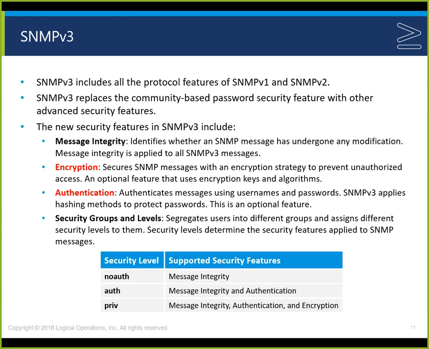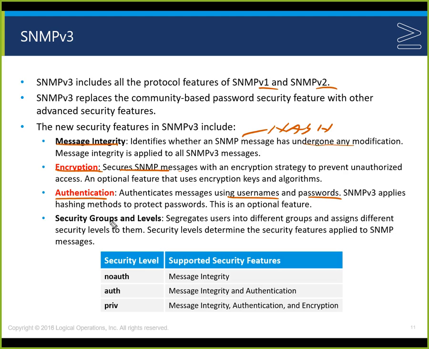Version 3 is the new version. It includes all the features of 1 and 2. It replaces the community-based password with other advanced security features. It has message integrity, meaning the message hasn't undergone any modifications, which is done with hashing, so that we know that what was sent is what we got. It uses encryption to secure the messages, and authentication, usernames and passwords, and not the community string.